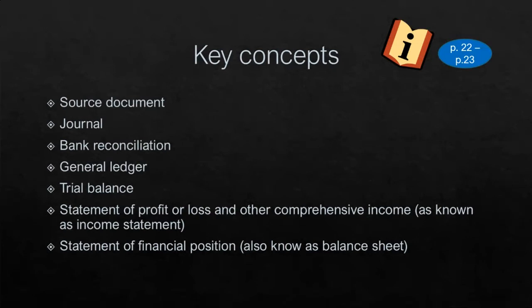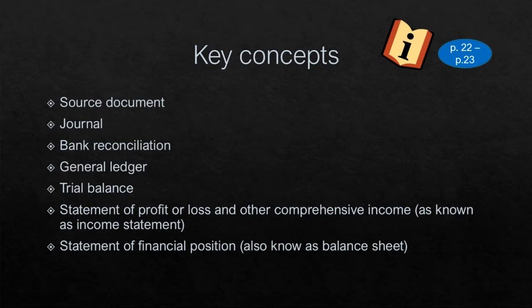Okay, so let's just recap. A source document can either be paper-based or electronic. We take it to transcribe, or record and summarize, whatever financial information is on it into our business accounting records. So the source document is where our accounting cycle basically starts. That is where the whole process starts. The first point of origin is the source document. Then we move on to the journal. That is generally the next step.